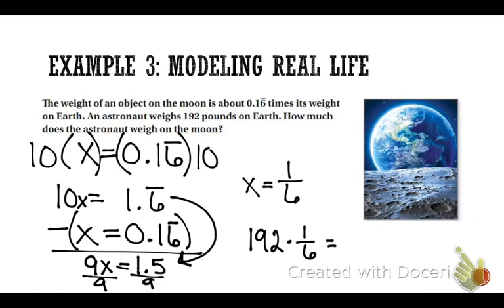192 times 1/6 is 32. So if he weighs 192 pounds on Earth, he weighs 32 pounds on the moon. All right, so that's it for part 1 of 9.4.